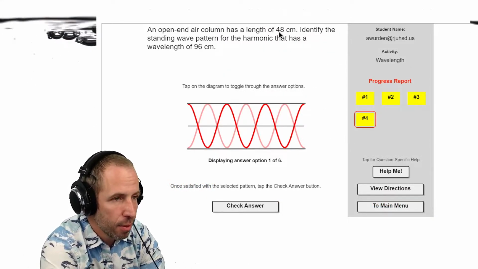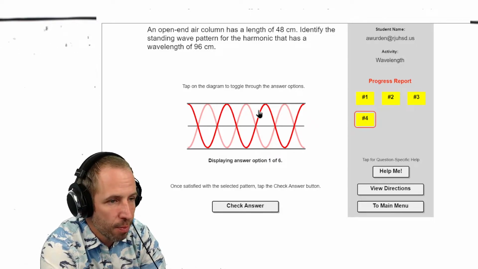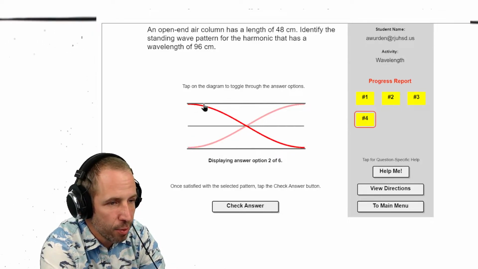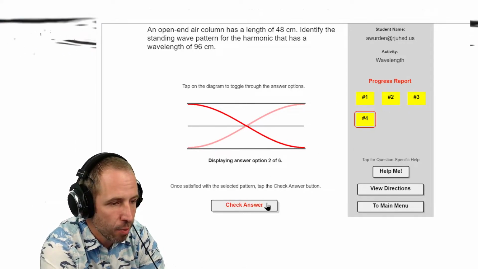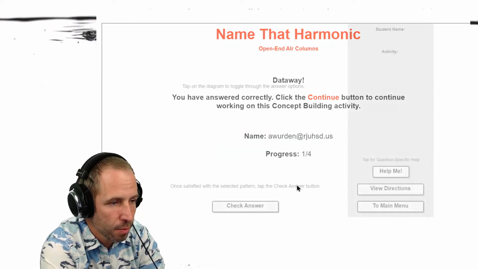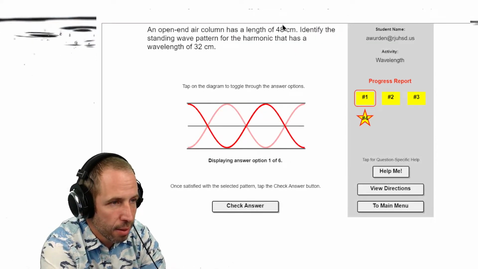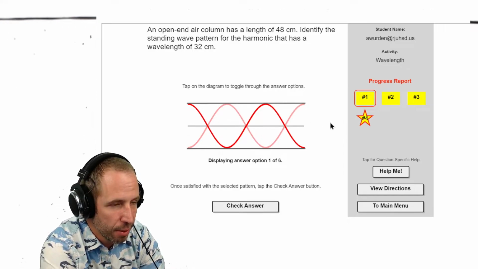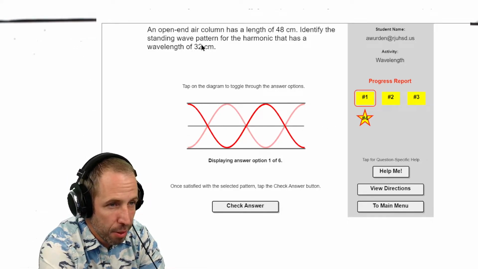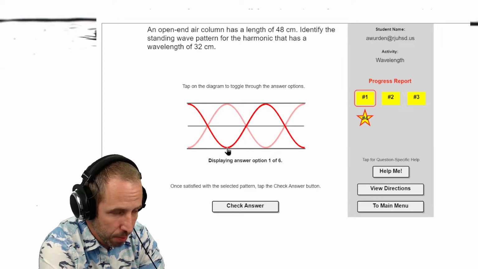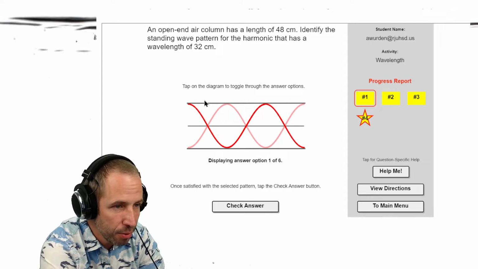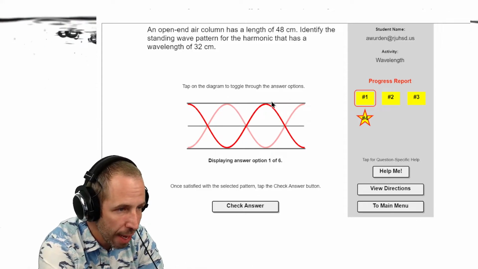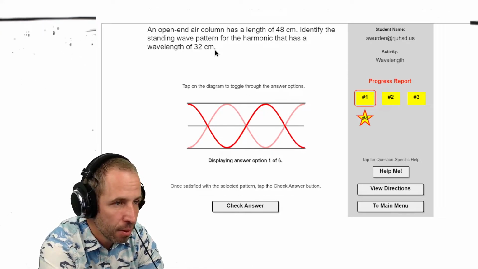Okay, the column is 48 centimeters long, but we have a wavelength that's longer than that. So this would be 48 centimeters from side to side. I'd have to keep going to complete the wavelength on over to here. That's the one we want. Okay, 48 centimeters gets me to here. 32 centimeters, let's see, there's 16, there's 32. Oh yeah, that's a wavelength of 32. And that leaves me 16 more to get halfway through the second cycle. Yeah, that matches.